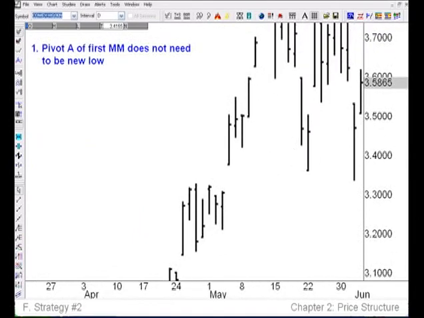Rule number 1 says that pivot A of the first measured move does not need to be a new low. Now obviously this up move is already in progress, so there are other lows prior to A. Let's see where A is. Could this be our point A? There's the first measure move.